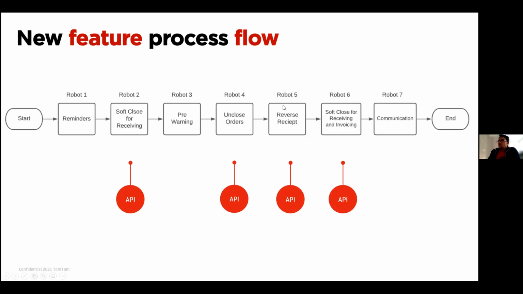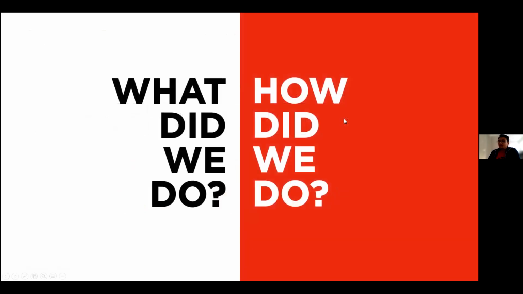Robots 4 and 5 are to handle exceptions, because we cannot jump from robot 2 to 6 directly. Of course, there are some business exceptions which are known to us. To deal with them, we again need to perform 2 more API calls before we can do the final round of closing. Now, what did we do and how did we do it?